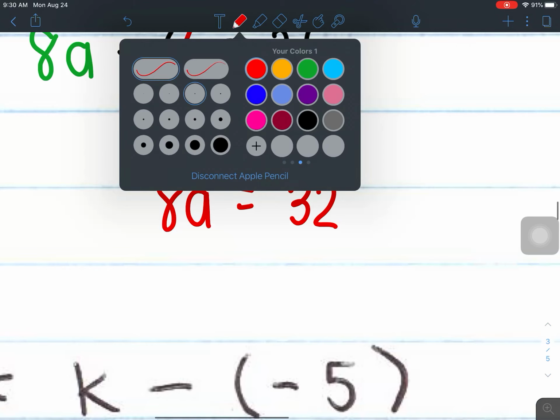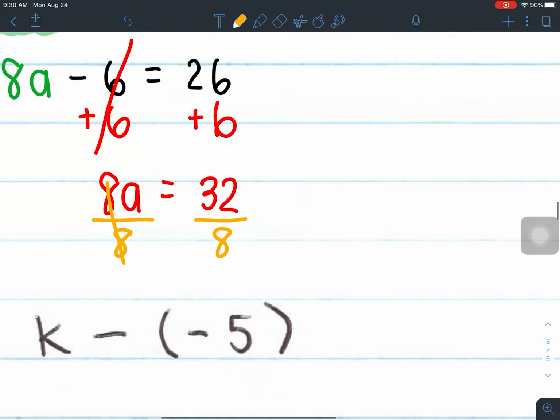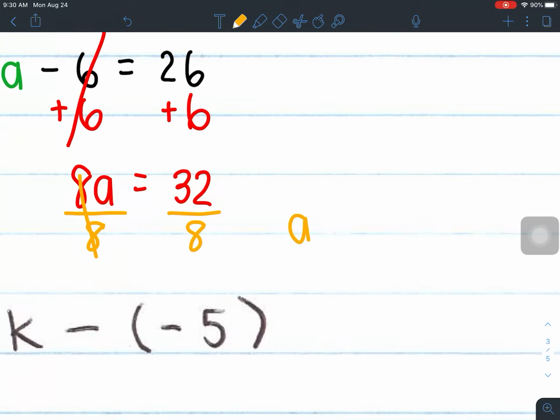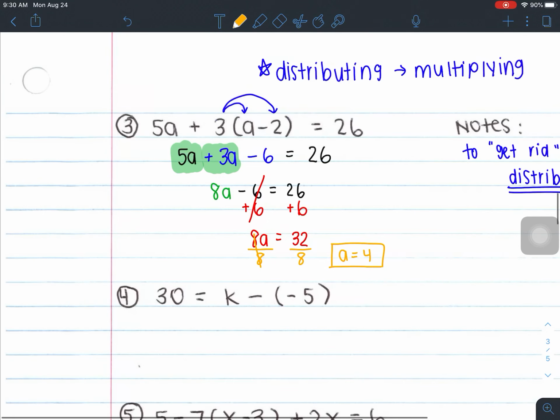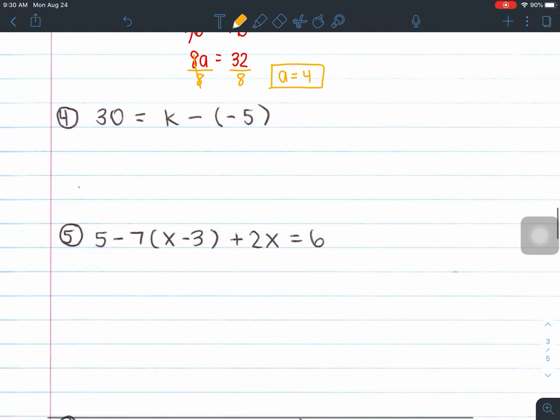Now I want to get a by itself, so my next step would be to divide by 8 because it is being multiplied to a currently. So a equals 32 divided by 8, which is 4. And how would I check this? I would go to the very beginning, plug in 4 anywhere I see an a, and then simplify to see if the items on each side are equal to each other.